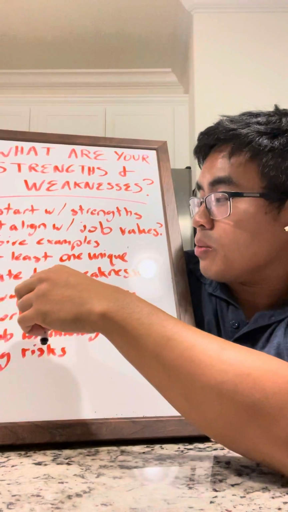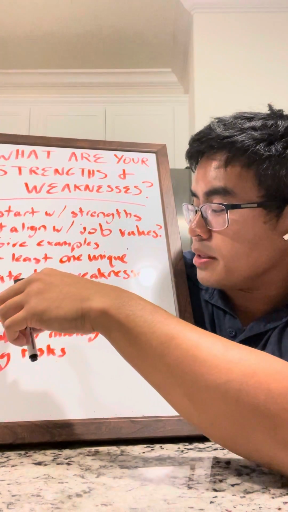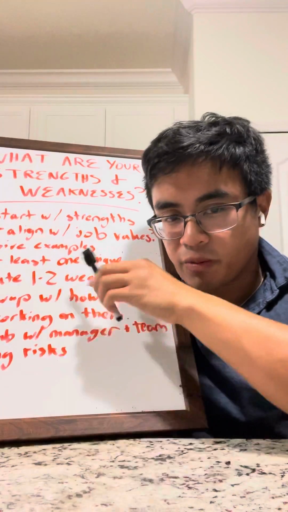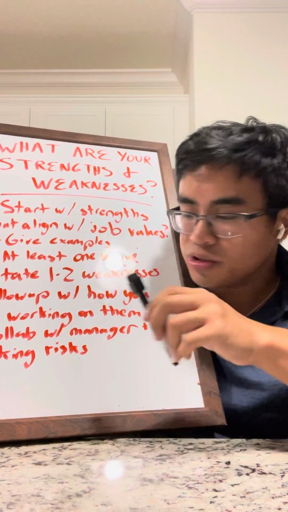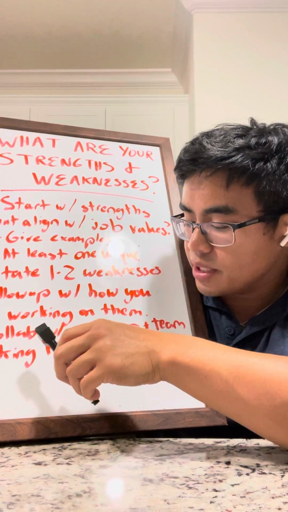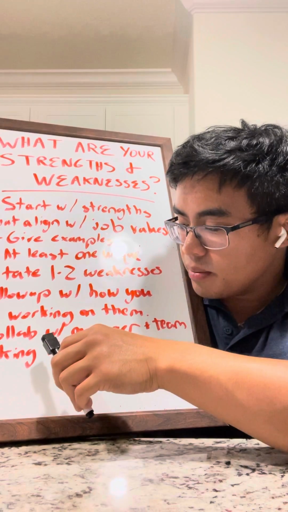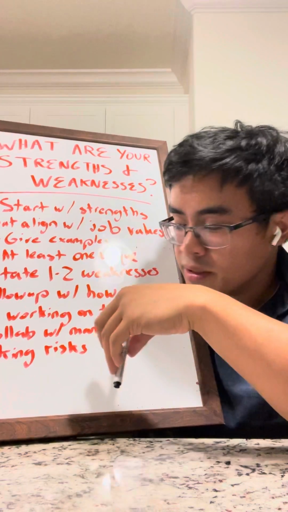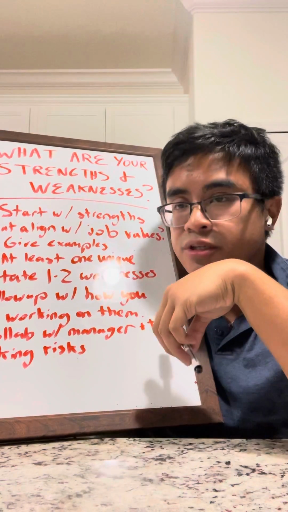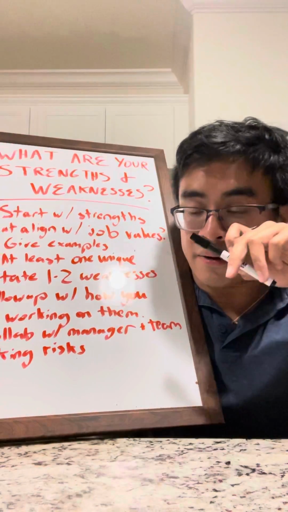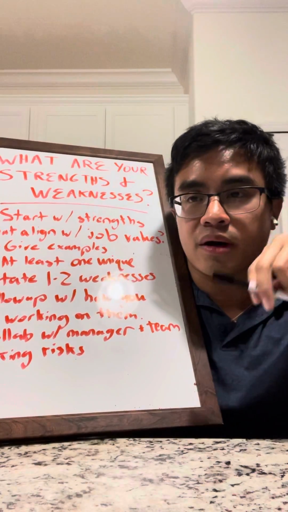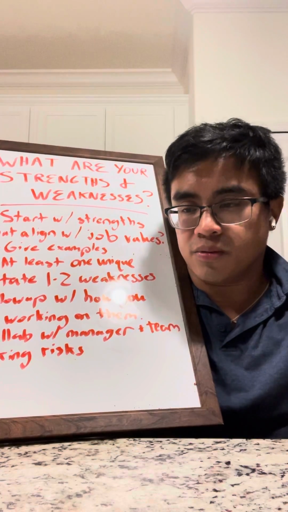You want to state one or two weaknesses, but when you state them, you want to right away follow up with how you are working around them. Usually, it's best if you include answers that involve how you collaborate with your manager or team, and show that you want to fix this weakness by taking risks that are adverse to what your weaknesses are.